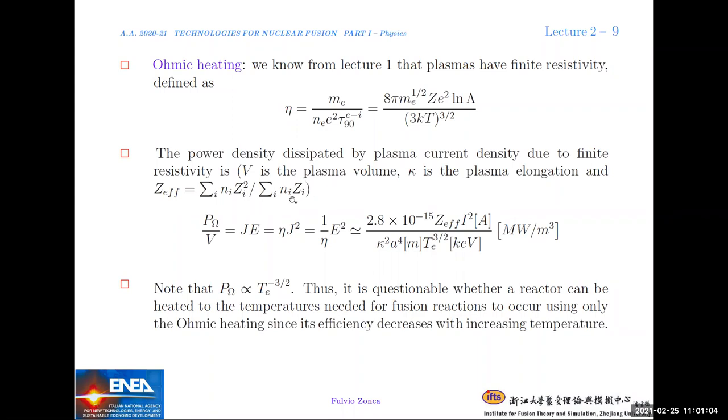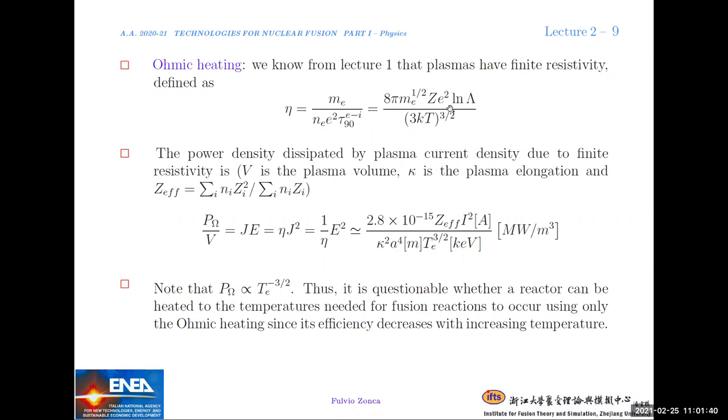So if you use the density of the charges as a weight, and you take a weighted average of Z over the density of charges, you obtain this, which is the effective Z that replaces the plasma resistivity. So this is the reason why you obtain this Z effective here. In addition to that, in order to write the plasma volume, because here there is a representation of the plasma volume, we have that the plasma volume has to scale with the dimension.